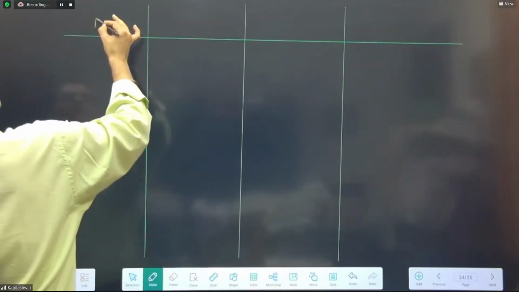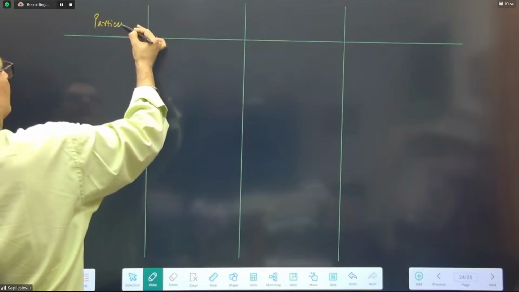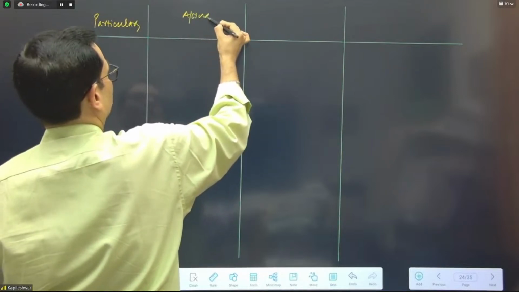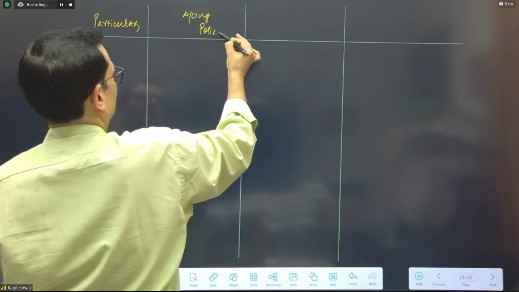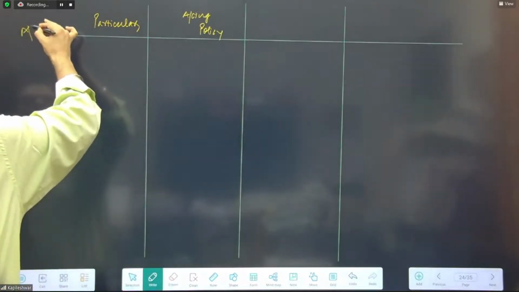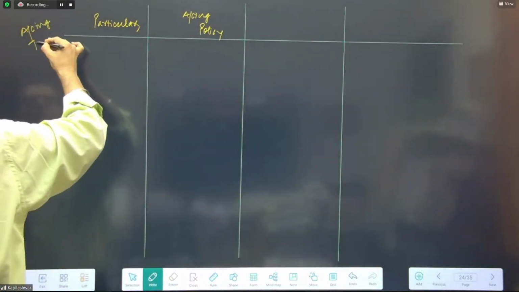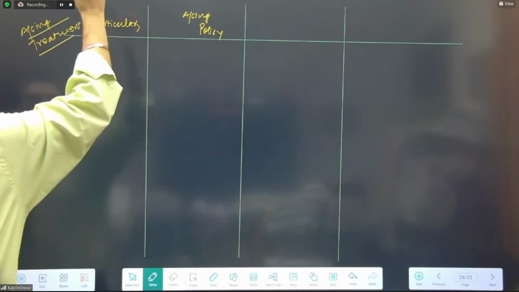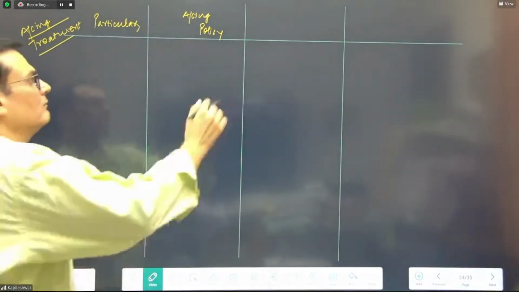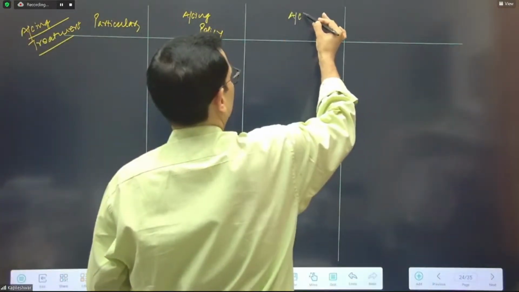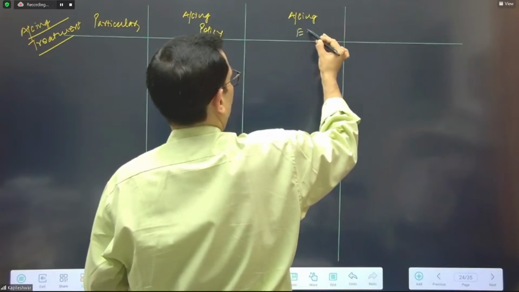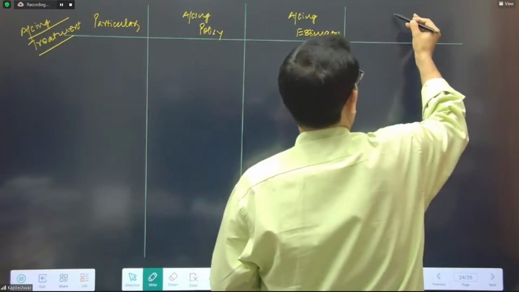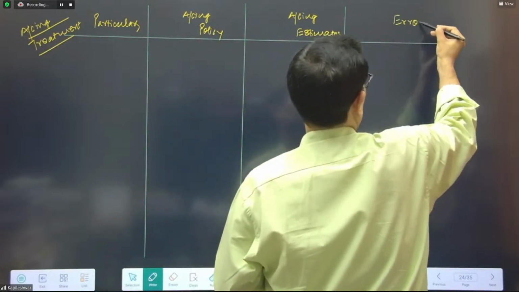So let's take one column for particulars, and one column for accounting policy. When you make a change in accounting policy, this is going to summarize the entire accounting treatment in one particular chart. So let's consider accounting policy, then accounting estimates. And I'm going to introduce one small complication as well. And let's consider this is rectification of errors.